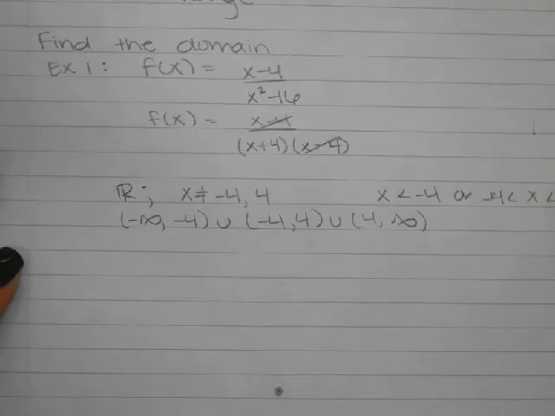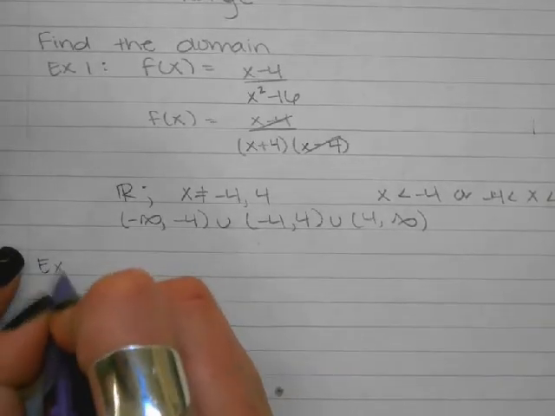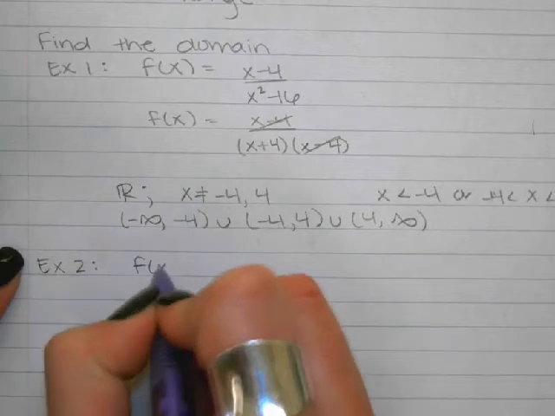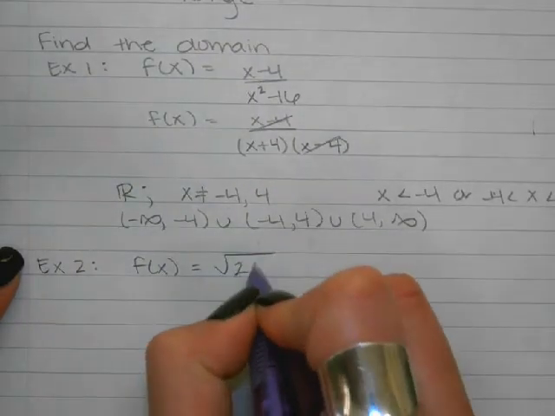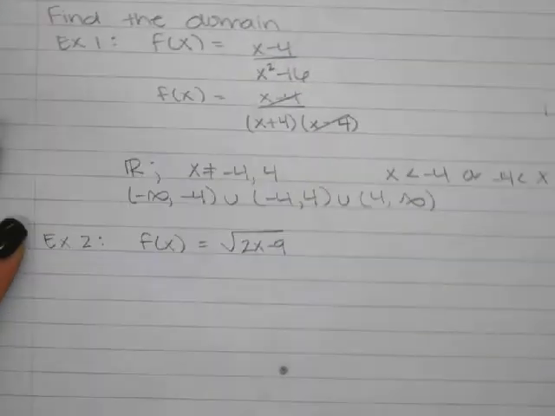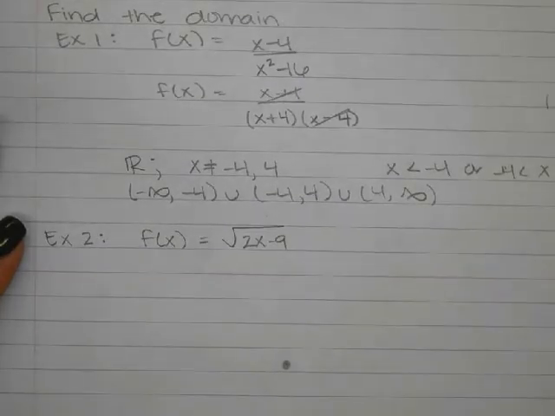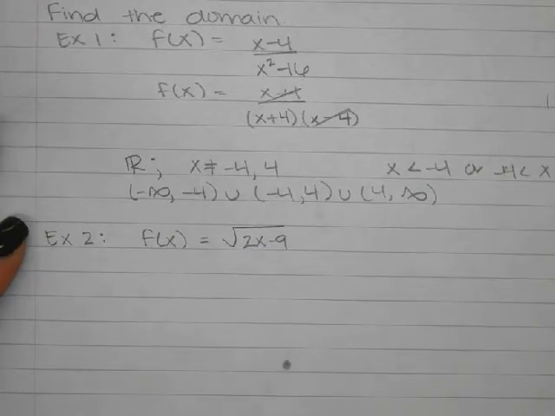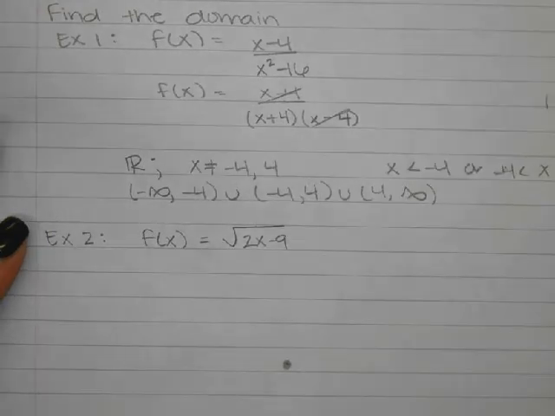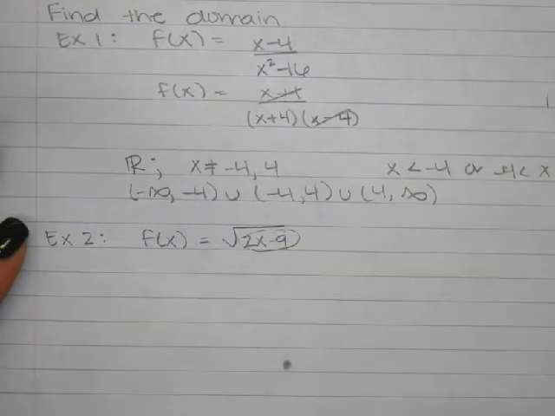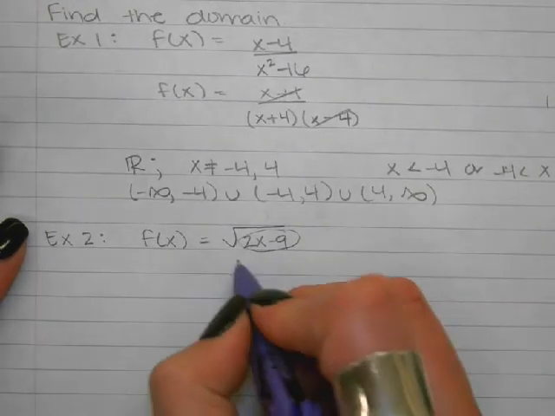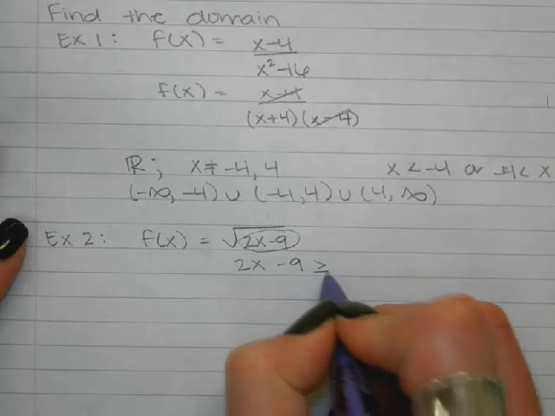All right, example 2, same instructions, we're still finding the domain. This one, the function is a radical, so square root of 2x minus 9. In those radical functions, we only care about the even roots, square root, 4th root, 6th root. The odd roots, cube root functions, you can plug anything into those. It doesn't matter, you can cube root a negative. So here, we know that we can square root 0, but we can't square root negative numbers. So what we do here is we say whatever is underneath that square root needs to be greater than or equal to 0. So 2x minus 9 is greater than or equal to 0.